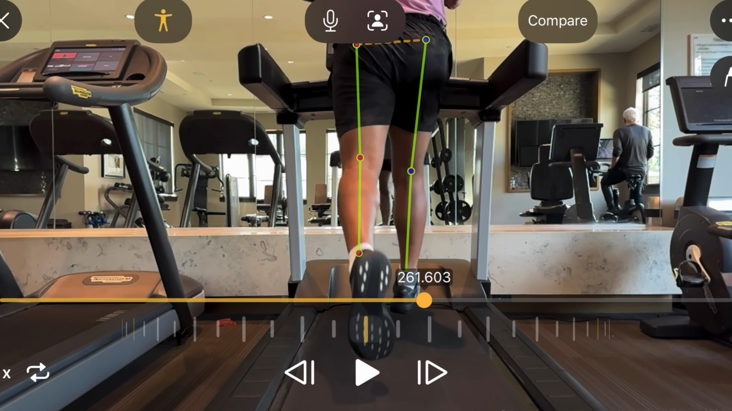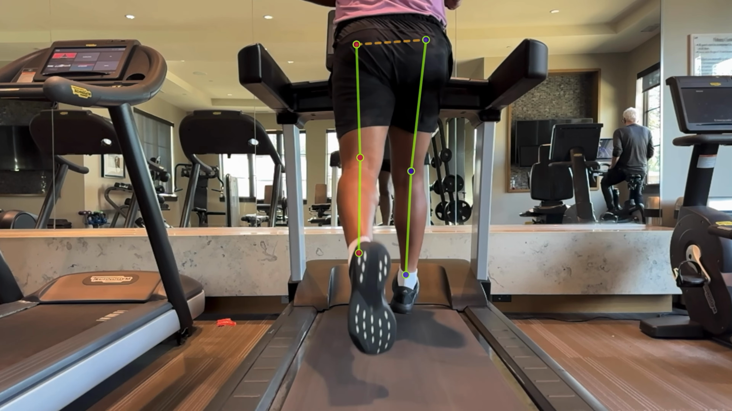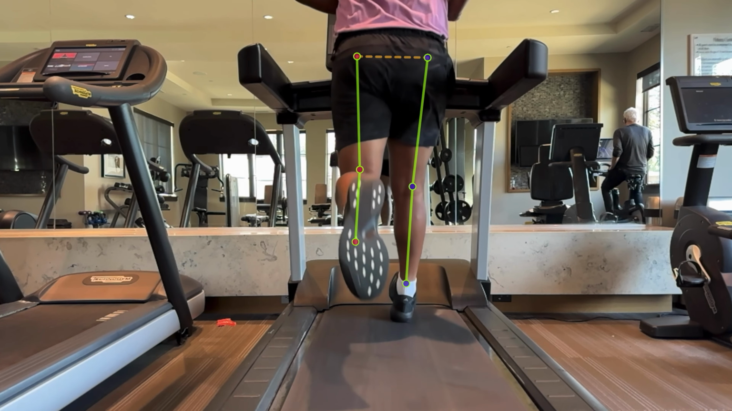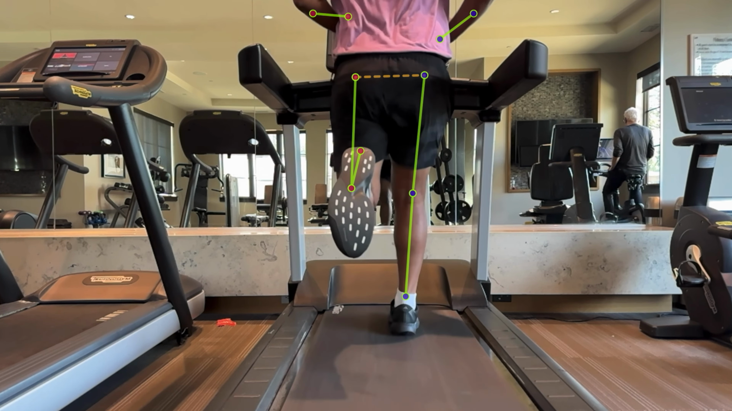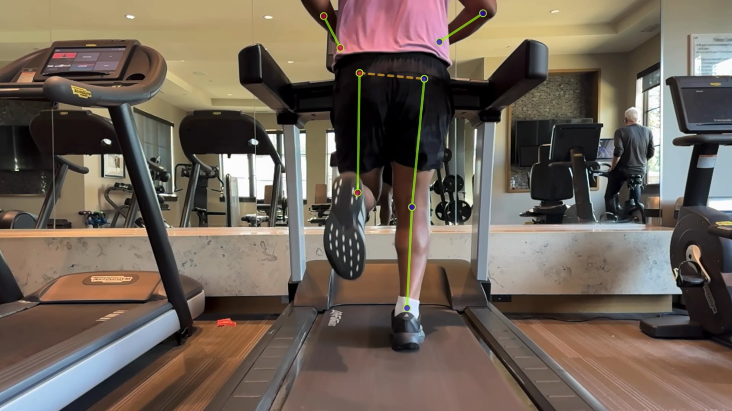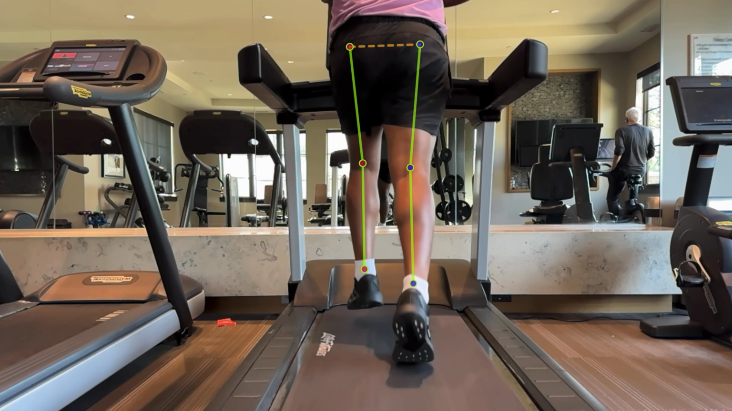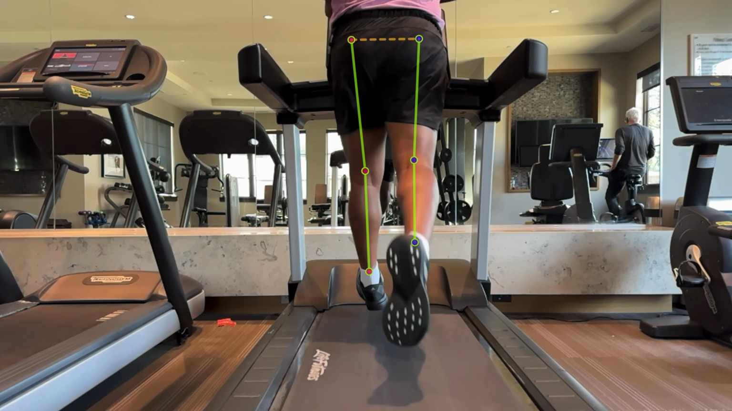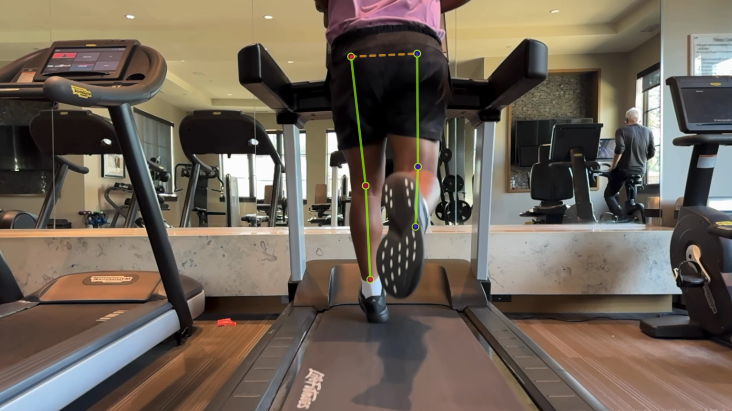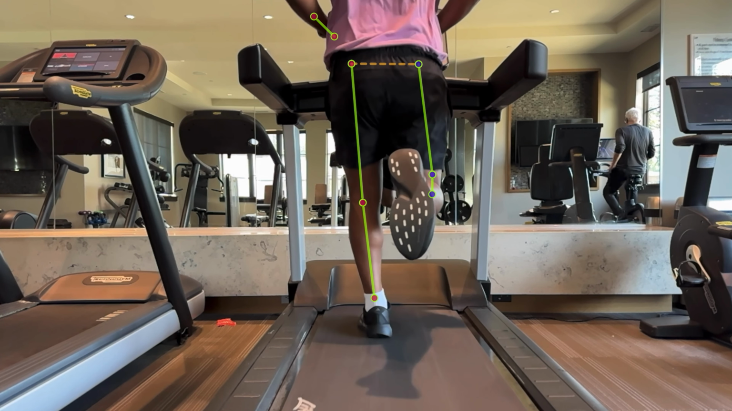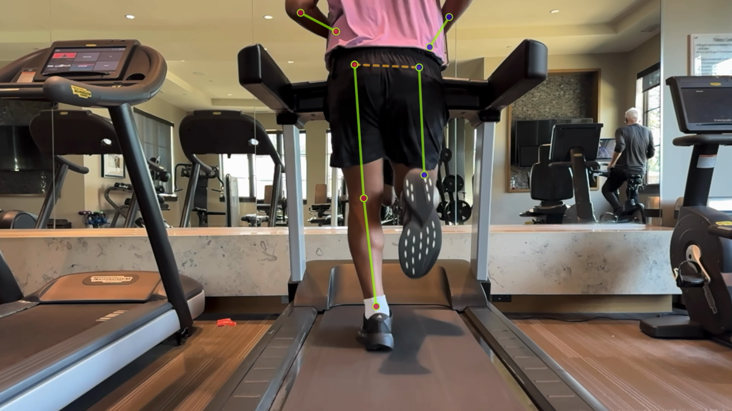Looking at pelvic control, it's mostly solid, but there's a slight misalignment from a fully neutral position. Pelvic alignment is critical because it acts as the foundation of efficient running mechanics. When the pelvis is stable and properly aligned, the force generated by the legs transfers cleanly into forward motion instead of leaking sideways or upwards.